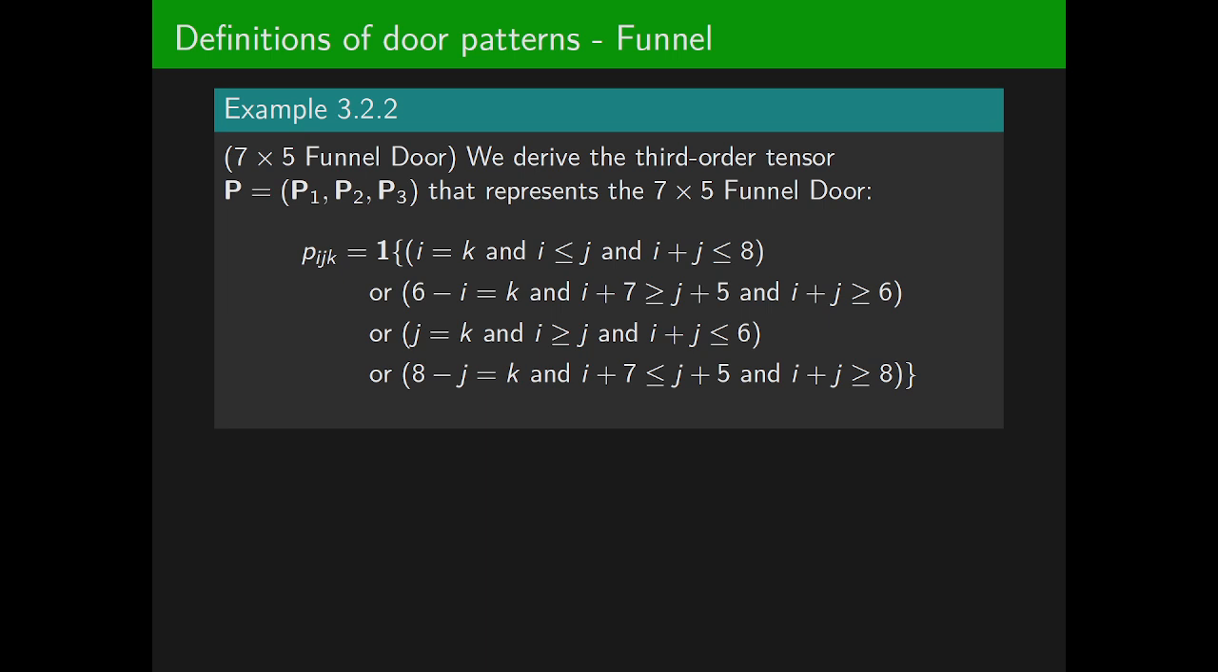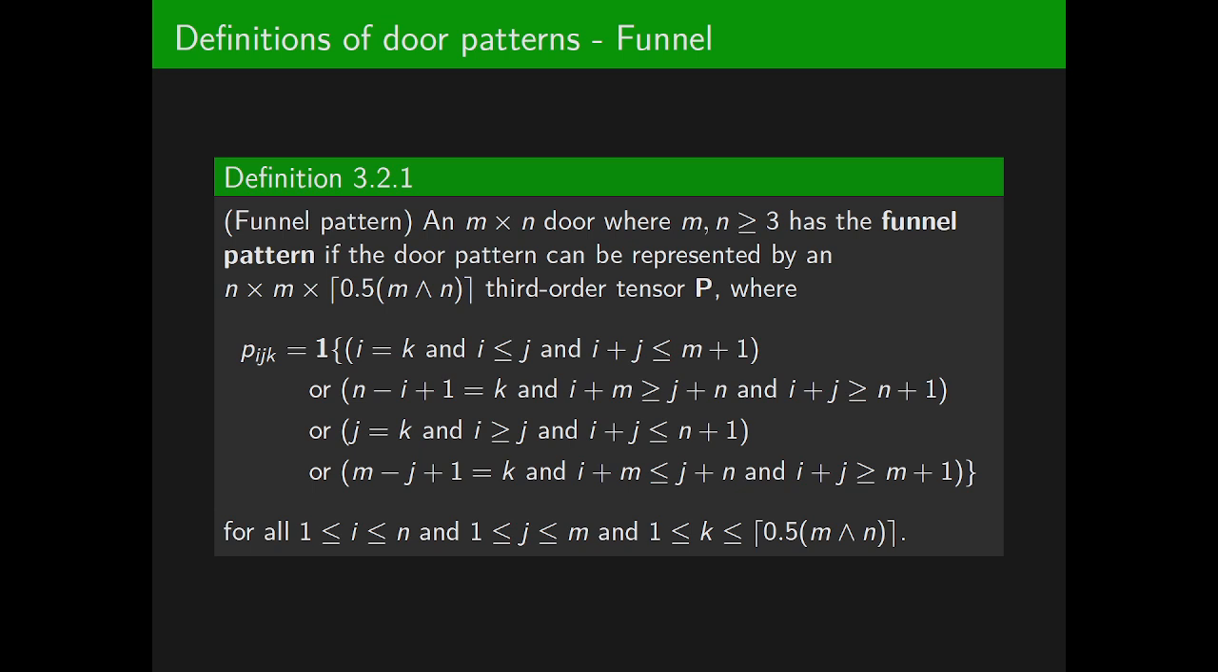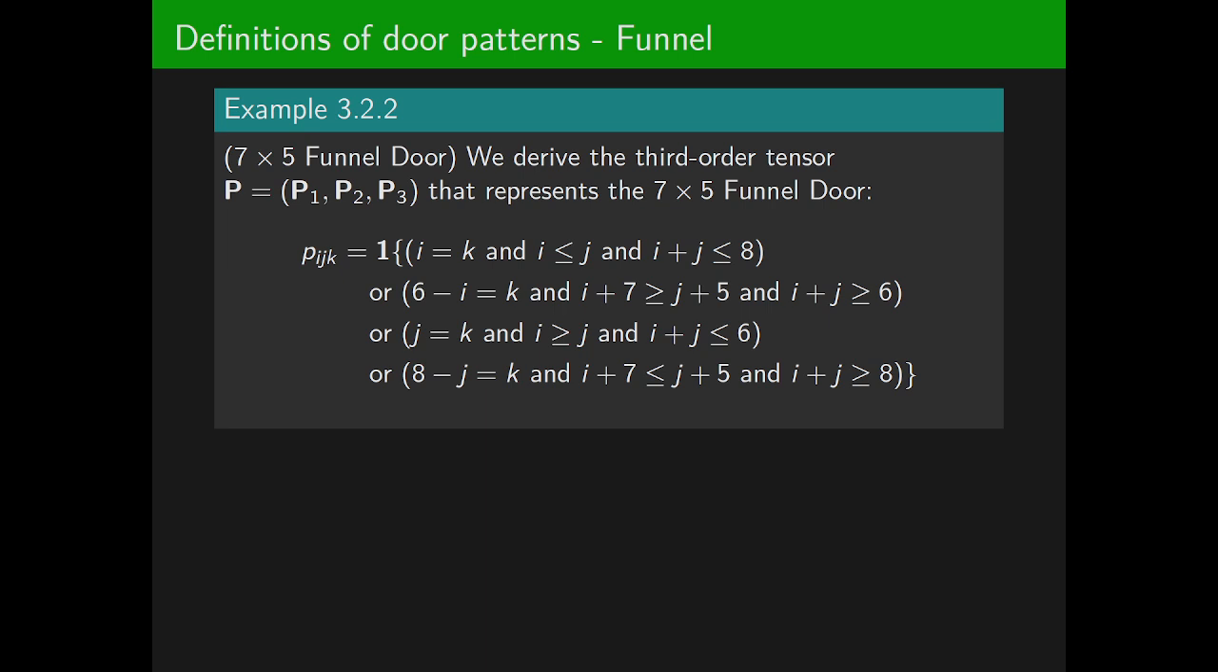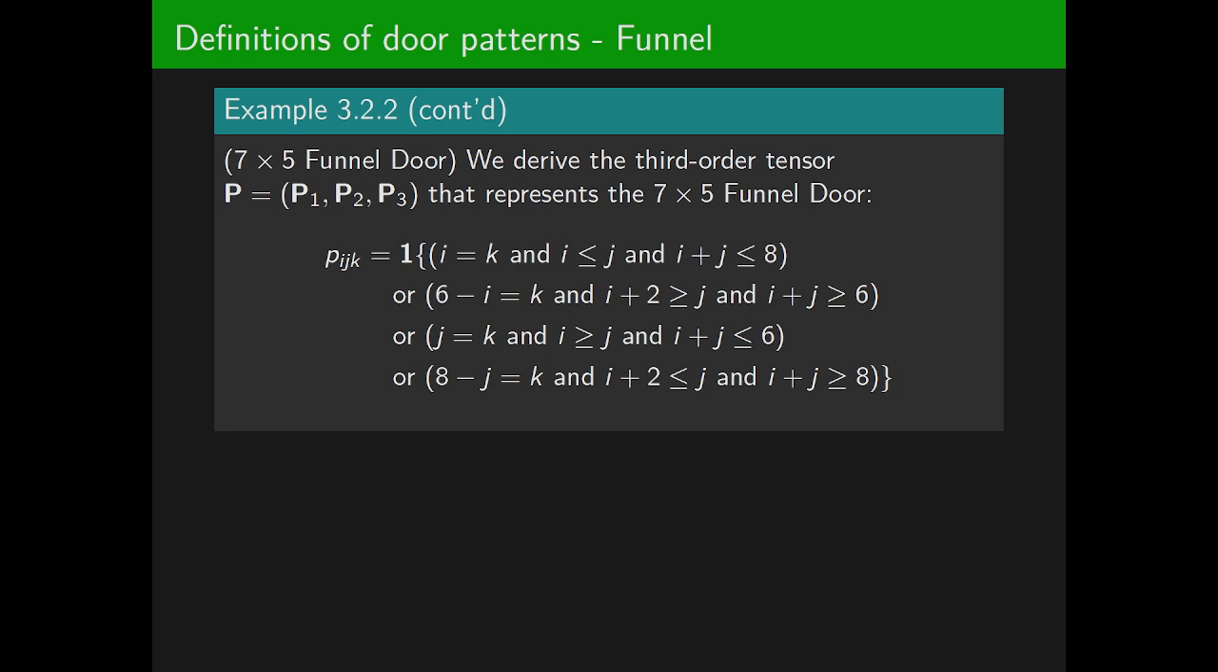So we just replace a bunch of stuff that we already know, and it looks something like this. I'm not going to include the bounds, i in 1 to n inclusive, j in 1 to m inclusive. I'll skip those, I assume everyone knows them. Now we're going to derive the third order tensor that represents the 7x5 funnel door. It looks something like this for the indicator function. And then we can simplify it.